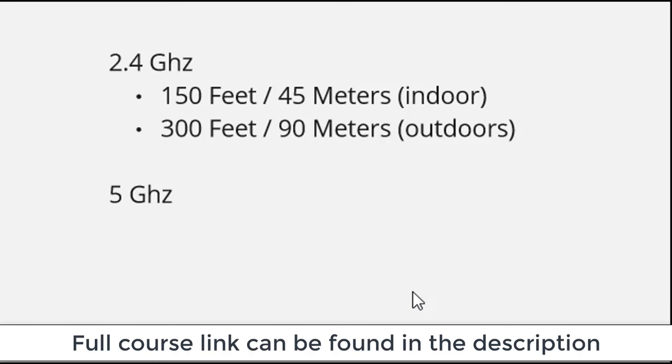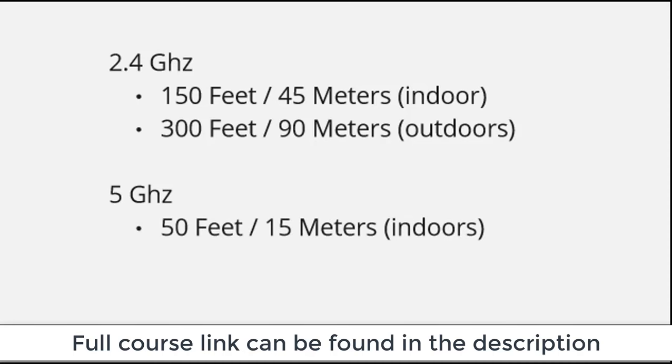But if you're connecting with the 5 gigahertz frequency or 5G, your speeds are going to be faster, but your range is going to suffer. The range is only going to be about 50 feet or 15 meters indoors. So 5G is faster. 2.4 gigahertz has a longer range.